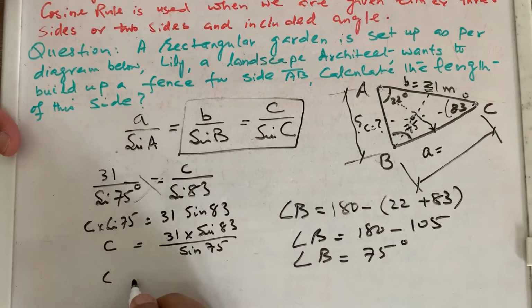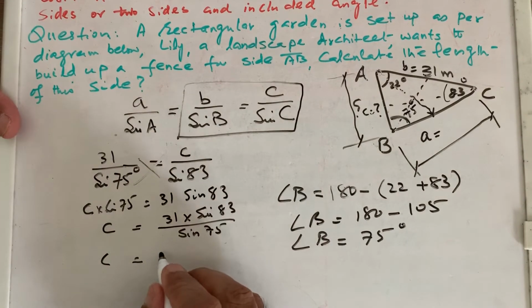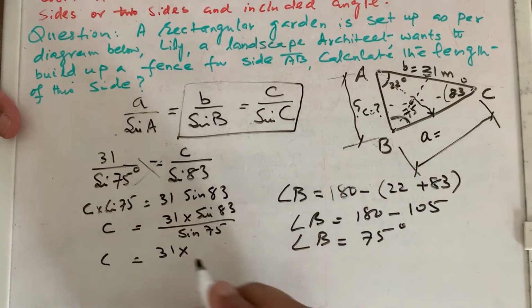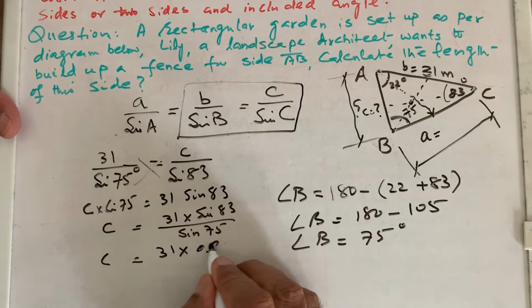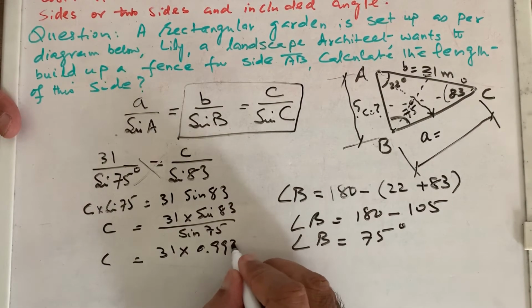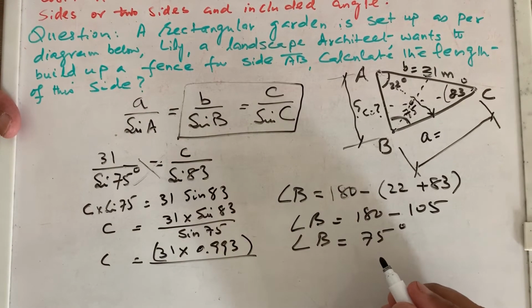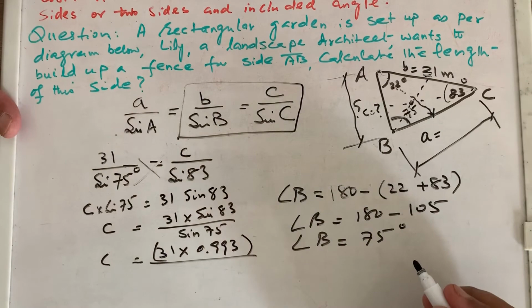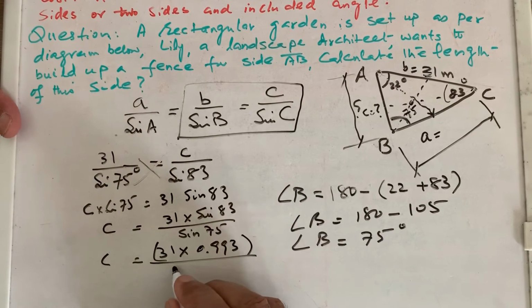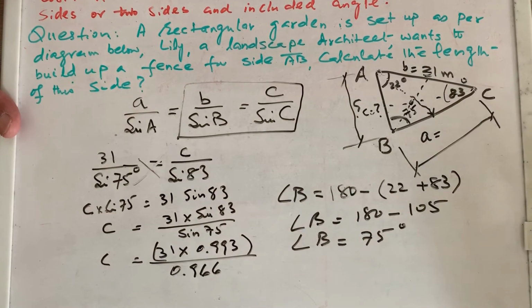We have to substitute the values of the sine from the calculator. So 31 times sine 83, which is 0.99. You can take 0.993 maybe, right? So divided by sine 75. So I rounded off to 3 decimal places. Sine 75 is 0.966. I rounded it off as well.